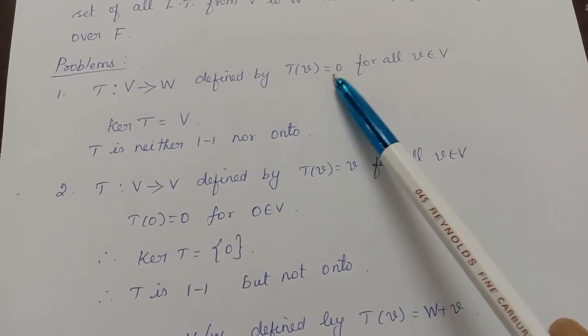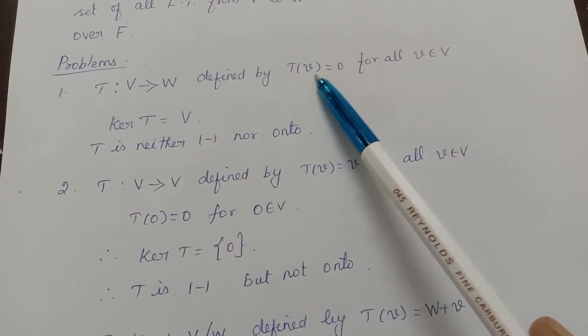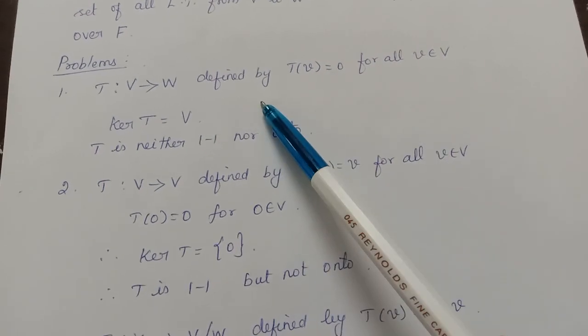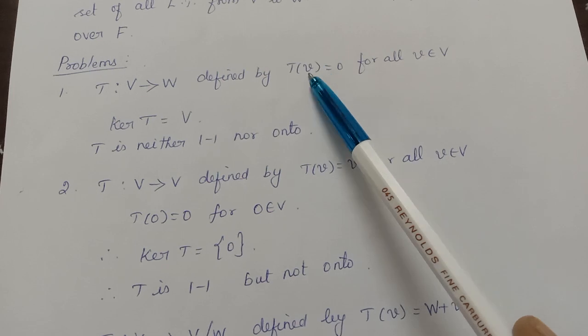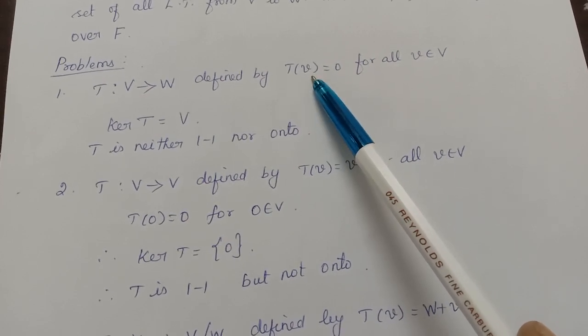What is this? It is a trivial linear transformation. Already in the previous section I have proved this is a linear transformation, so I am not going to prove it here. Simply I am going to find what the kernel is and whether it is 1-1 or onto. That is all I am going to find out here.